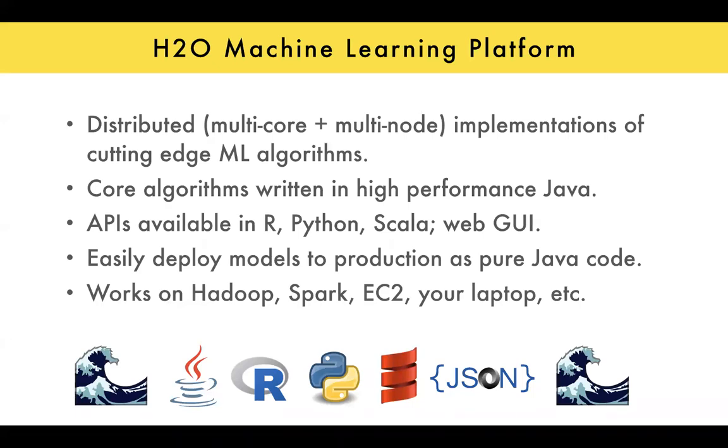But we then give you an API in R, Python. We also have a web GUI, and anything you can use in Java, you can also use in Scala. So those are the different ways that you can access H2O and use it. And one of the other things that's unique to H2O is that because the algorithms are written in Java, you can deploy models to production pretty easily as pure Java code.